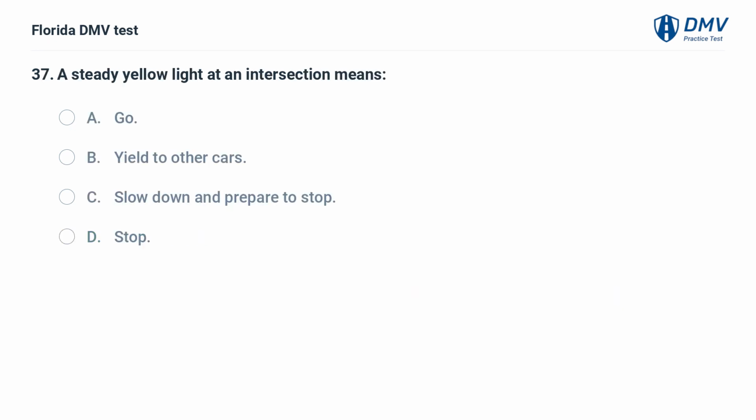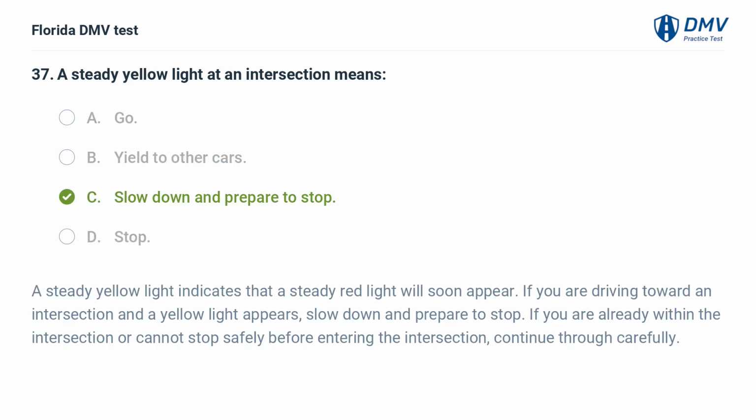A steady yellow light at an intersection means A. Go. B. Yield to other cars. C. Slow down and prepare to stop. D. Stop. C. Slow down and prepare to stop.